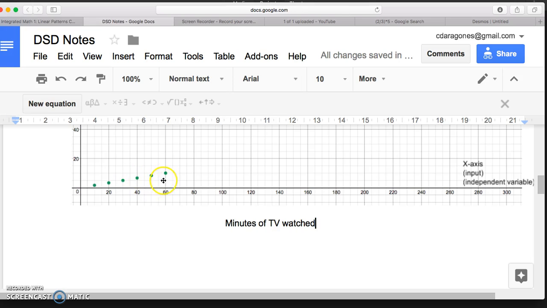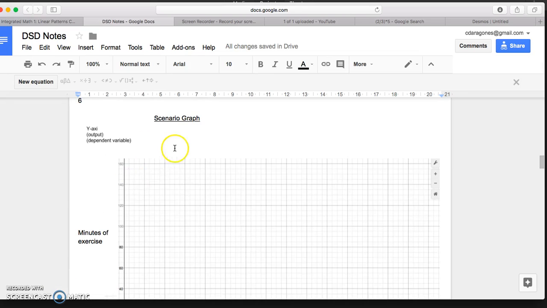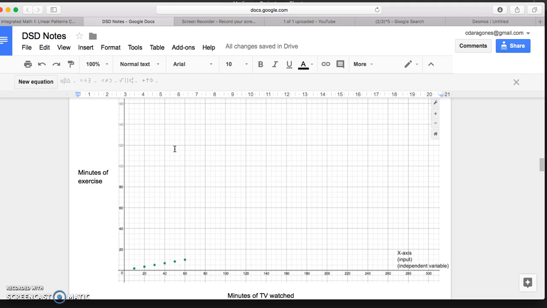For another 30 minutes, I did another 5 minutes of exercise, right? 60 minutes is 10 minutes of exercise. And again, the data points create a linear relationship, okay? So go ahead, for your scenario, graph the data points you have. Take a picture, upload it on Dreamseed Do.